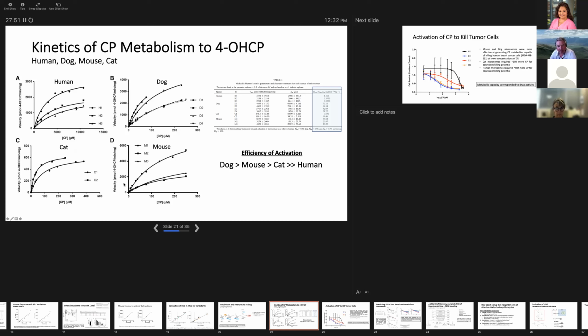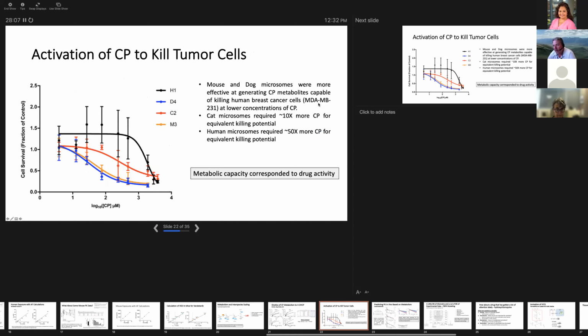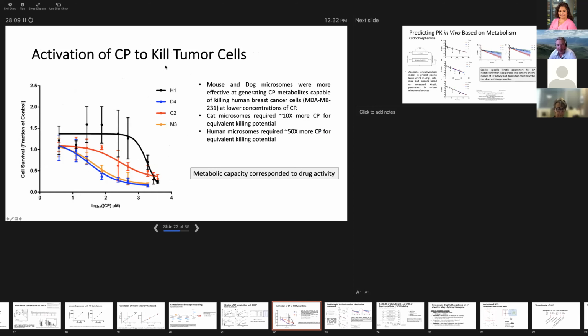The cat's kind of in the middle, and so the dog's the best, followed by the mouse, followed by the cat, and the human's way, way behind when you look at what we would predict for clearance based on comparison between Vmax and Km.